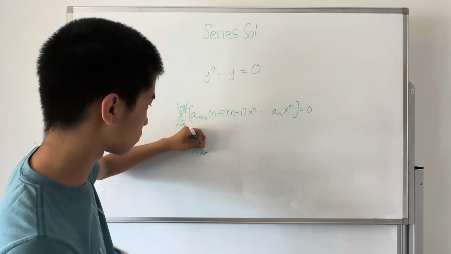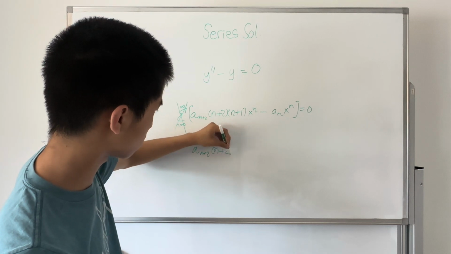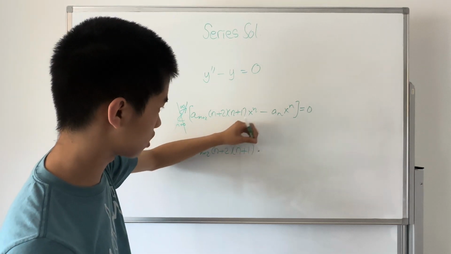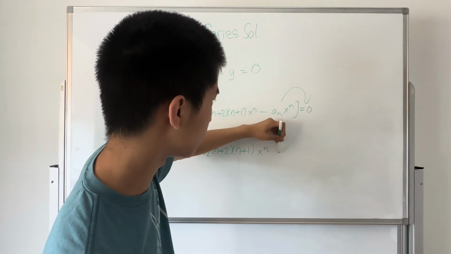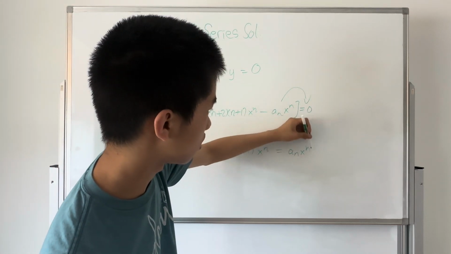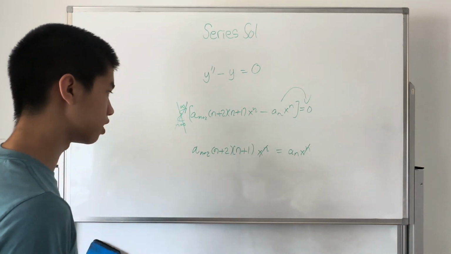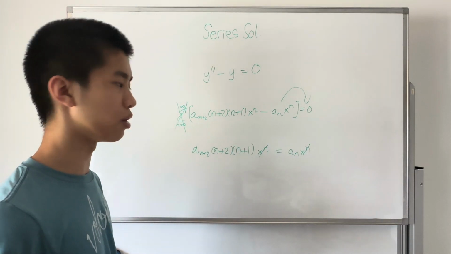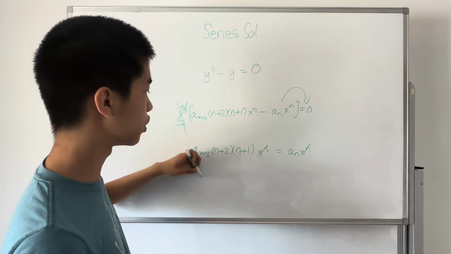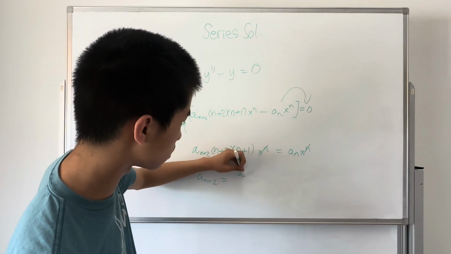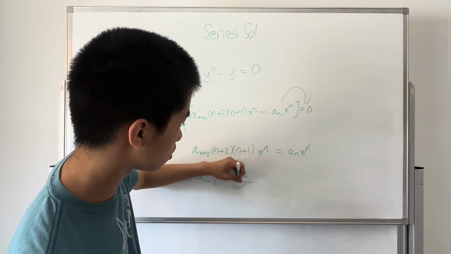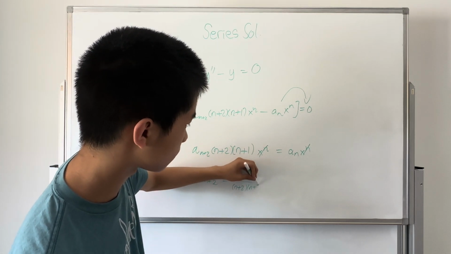So we can keep this. Then we could just transfer this over to the other side. We could divide by x to the n. And since this is really a game of solving for the coefficients, we end up getting a of n plus 2 equals a of n over n plus 2, n plus 1.